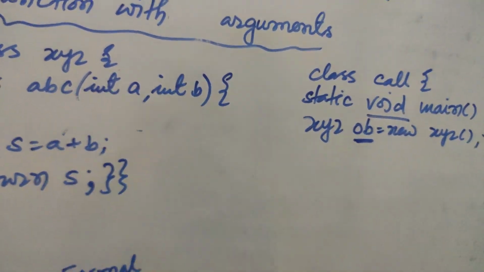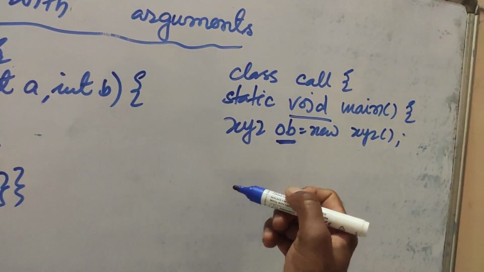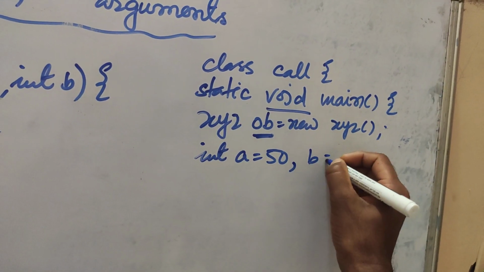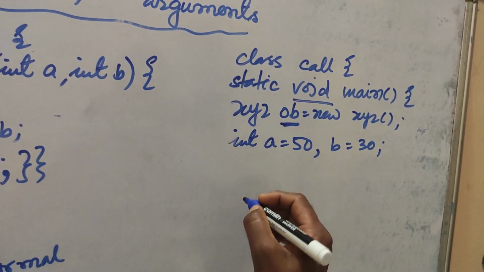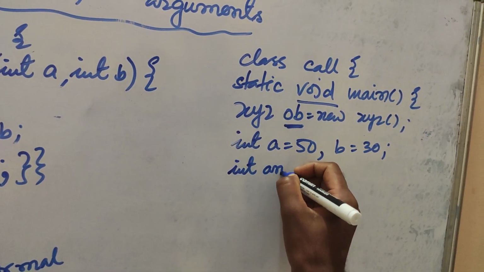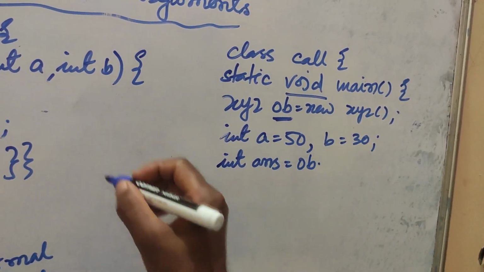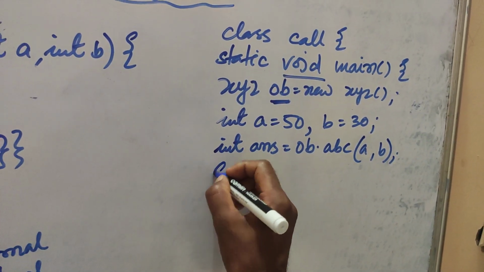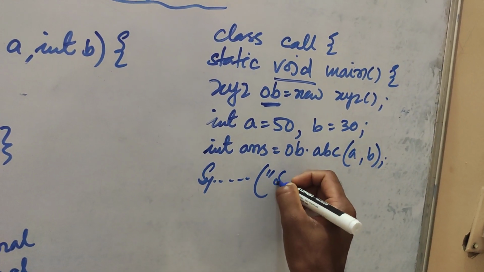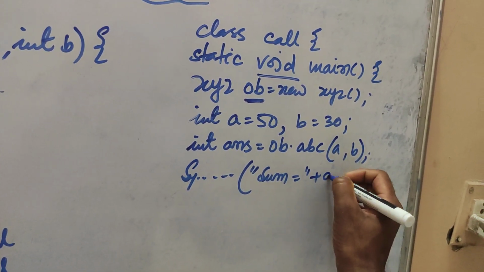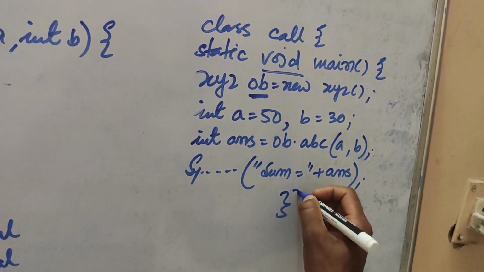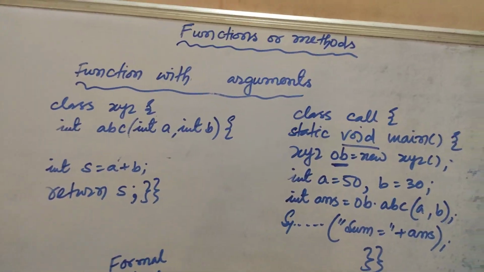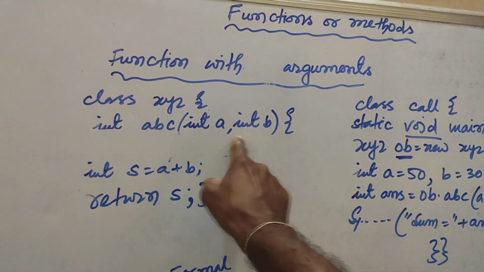Two variables are there with the same data type, so we need to take them this way: int a = 50, b = 30. Then int answer = ob.abc(a, b). System.out.println("sum = " + answer). So this way, functions with arguments. This is called arguments.